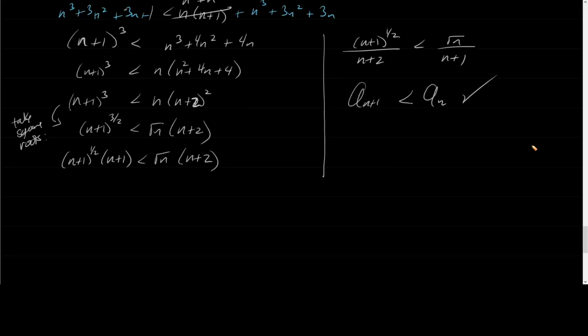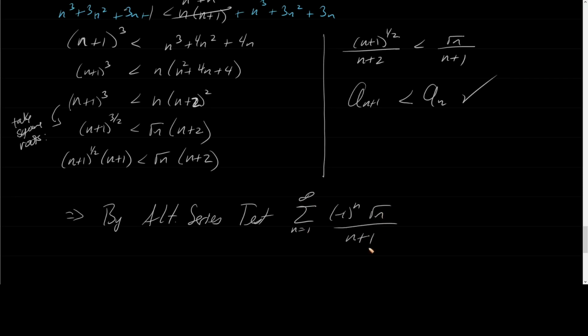Now, what does that tell us? Well, this tells us that by the alternating series test, the series that we were working with, which was negative 1 to the n from n equals 1 to infinity of the square root of n over n plus 1, converges. That series converges.